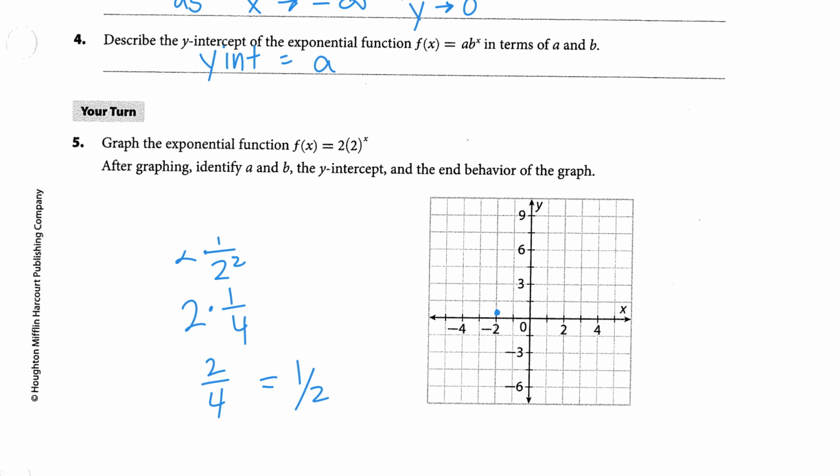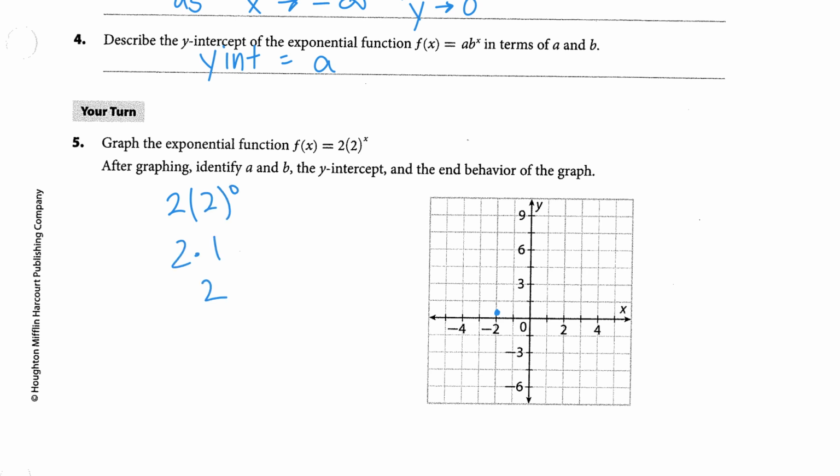Then I'm going to use the input 0 in the x position. 2 to the 0 power is 1. 2 times 1 is 2. So I'm going to go over 0, up 2. Then I'm going to use the input 2. 2 times 2 squared. 2 squared is 4. 2 times 4 is 8. So I'm going to go over to 2 and up to 8. And we're going to draw a smooth curve through there.